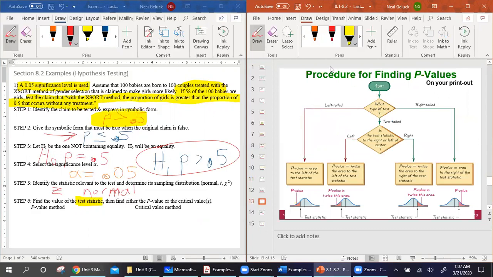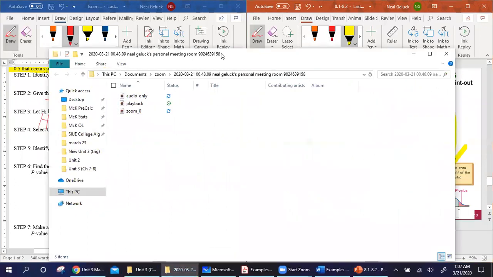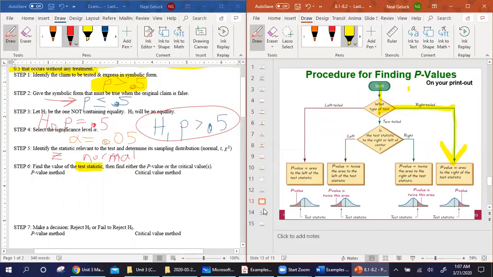So, the procedure for finding p-values, which again is on your printout. What type of test is this? We just decided this was a right tail test. So therefore the p-value is the area to the right of the test statistic. Basically now I go back to stuff I've been doing for over a month, and I figure out the area to the right of the test statistic.